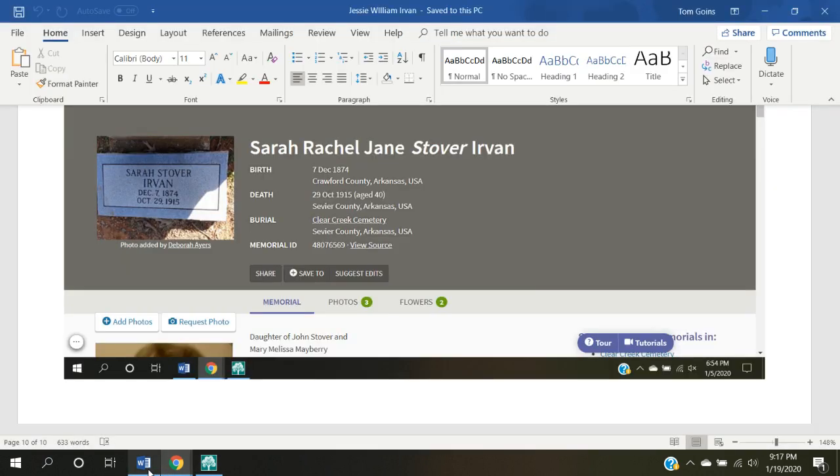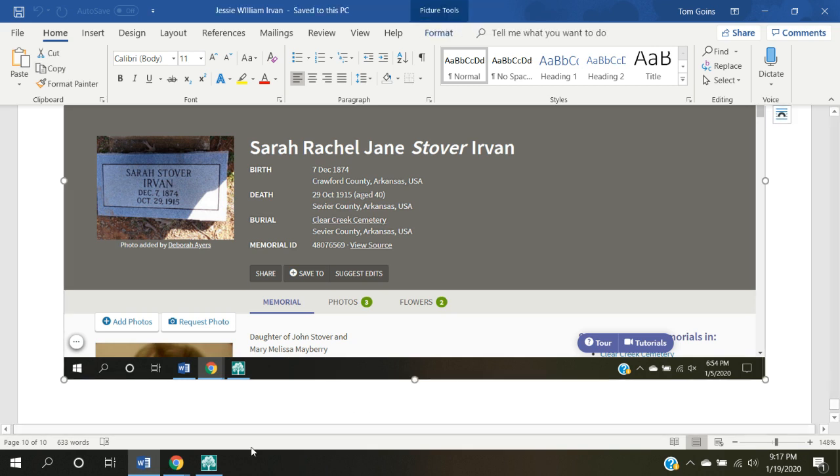We're going to go back to the Word document where we have information on Sarah's Find a Grave with her gravestone picture and the information. So whoever put this picture on here had the stone information and some other information, or they put this information in and then somebody put the picture in. But at the bottom, somebody had written John Stover and Mary Melissa Mayberry were her parents. Well, it looks like at least we found that this is probably correct.